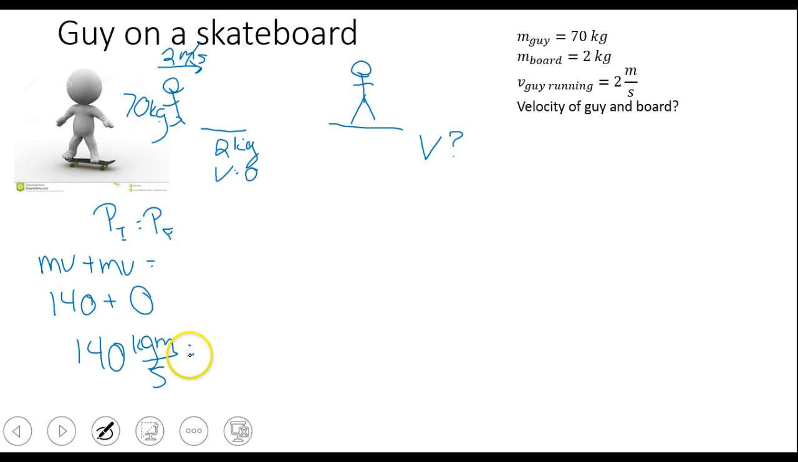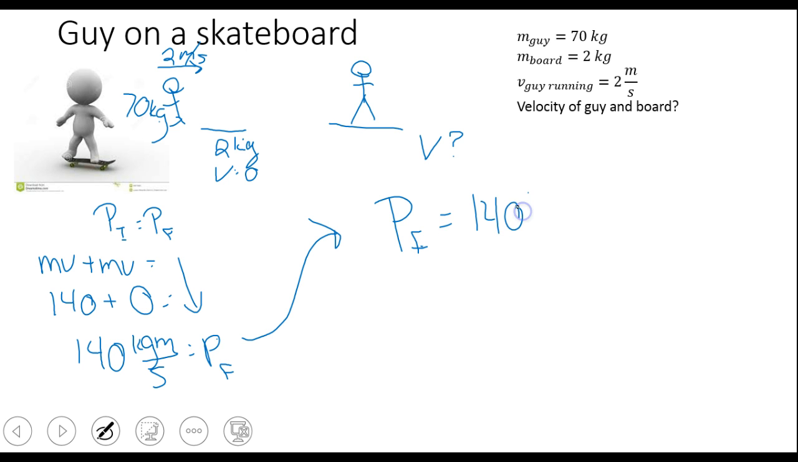And I know this is going to be the same as my final momentum. I just carried that down. I didn't do anything to it. And I want to know how fast they're going at the end. And so at the end, I can kind of think of these as one object, both man and board. And so the momentum final is 140. And I know it's going to be equal to the mass times the velocity of the ending object.